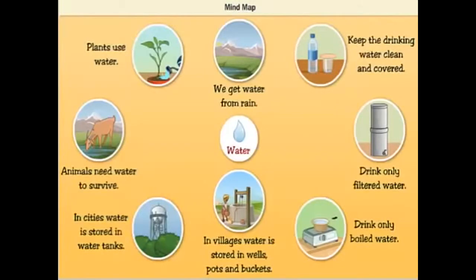Let's see if we remember all that we have learnt. We get water from rain. We use water in many ways. Water is very useful for plants, and animals need it to survive. Water is stored in water tanks, in cities, and in wells, pots, and buckets in villages.